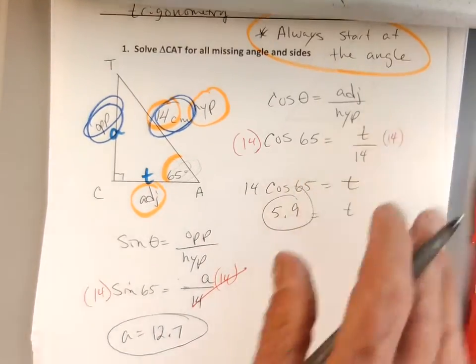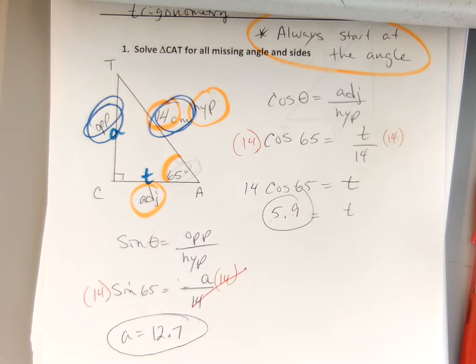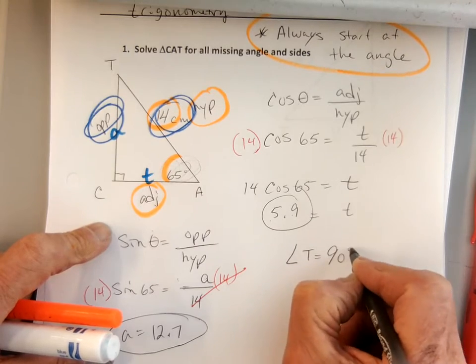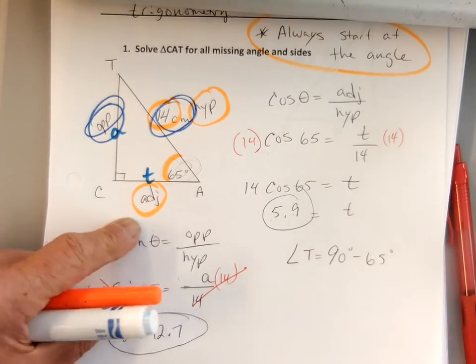Now, we got one more thing to do, and that's angle T. I almost got it, okay? So I know this side, I know this side, but I don't know angle T. That's the easy solve, because what we learned yesterday is this. Watch. These two angles always add up to 90. I'll say it again. These two angles always make 90. Kind of makes sense, doesn't it? So we just go 90 minus 65. Now we get that angle. So angle T is equal to 90 degrees minus 65 degrees. What's that, 25?